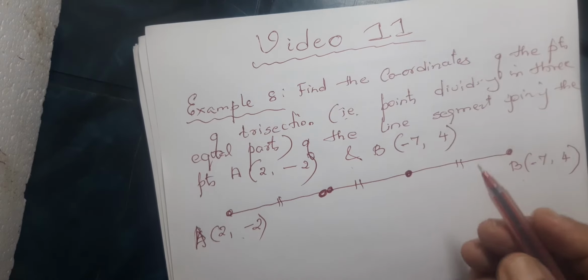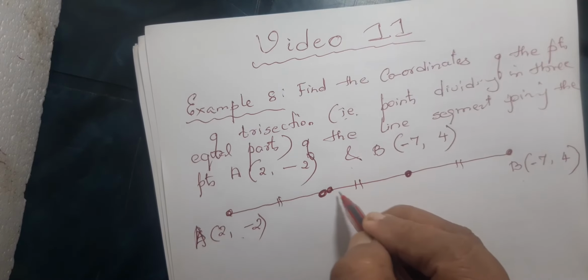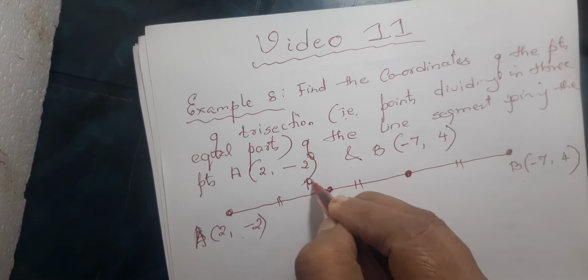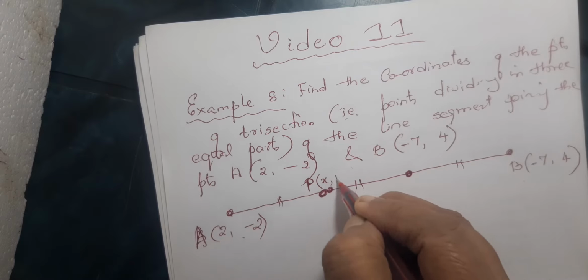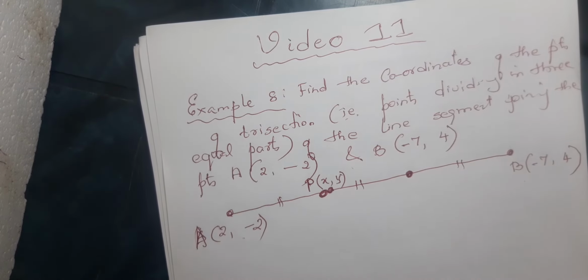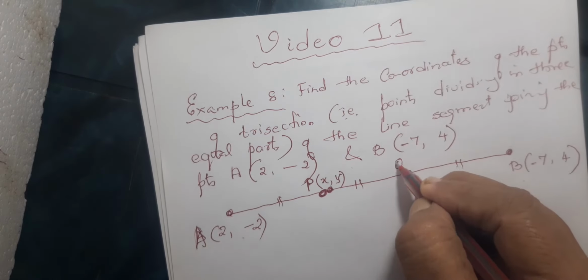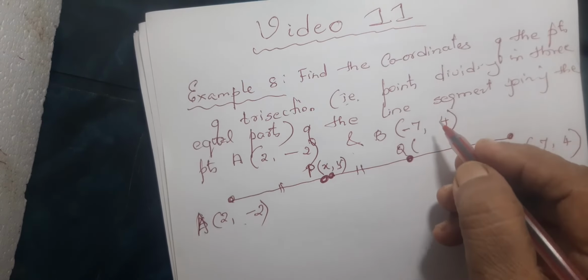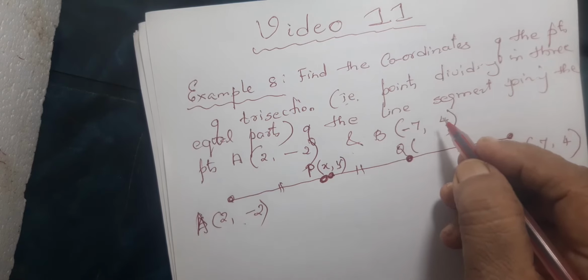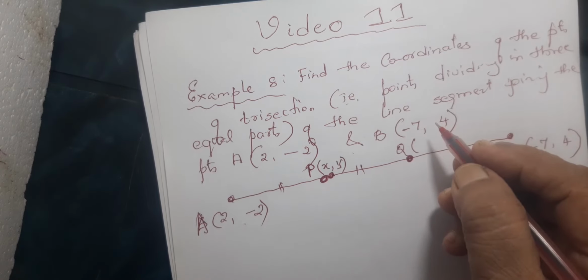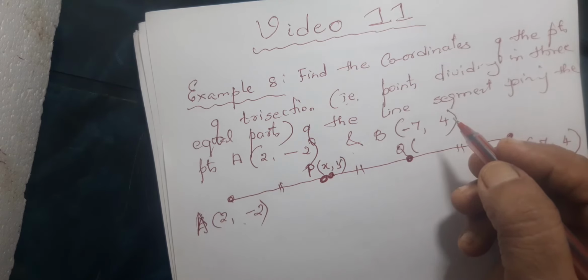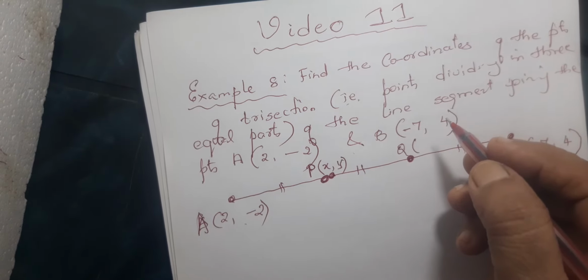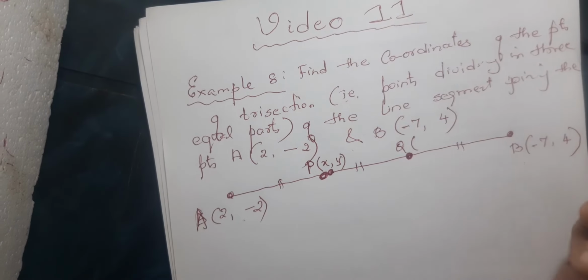Okay. So now let this be P, and the coordinates be x, y, let's say, because we don't know the coordinates. So let the coordinates of the point P be x, y. Of the point Q, we can give some other name, or we need not give also. No problem. We can find it.